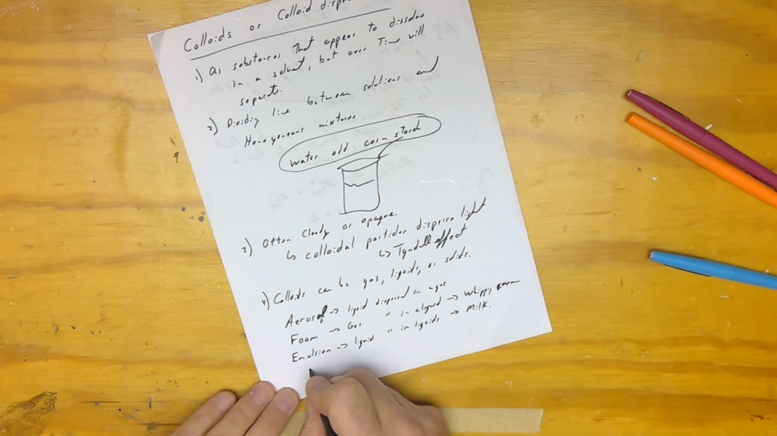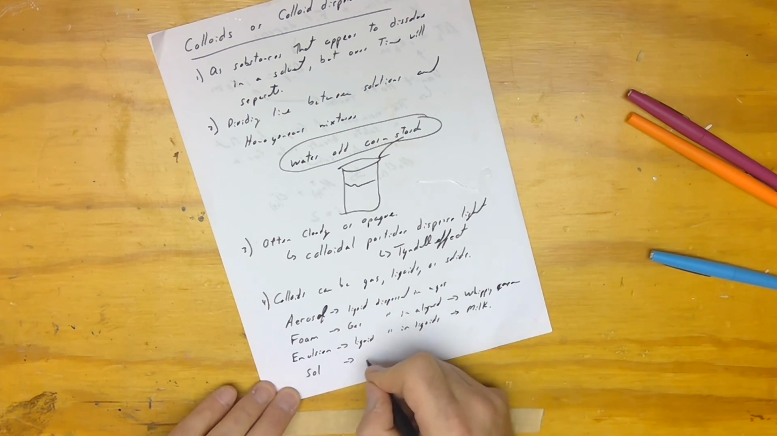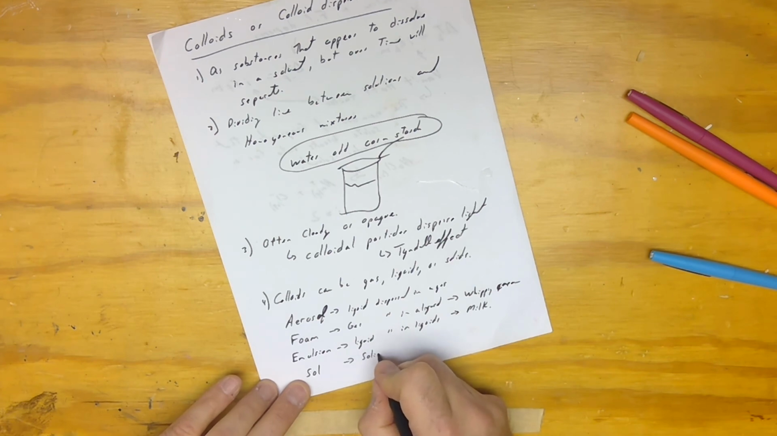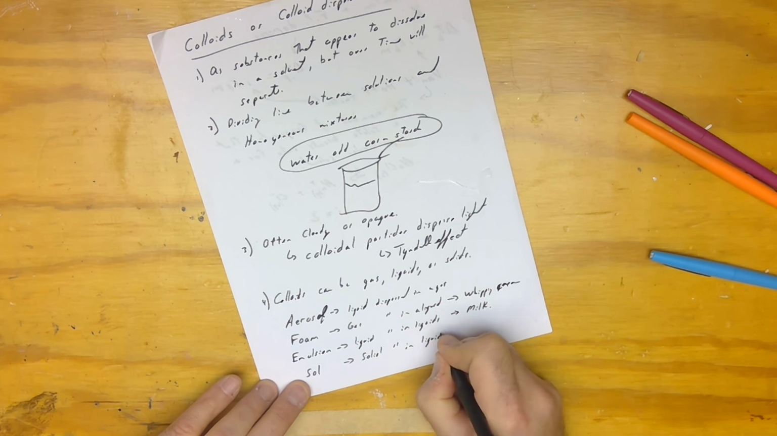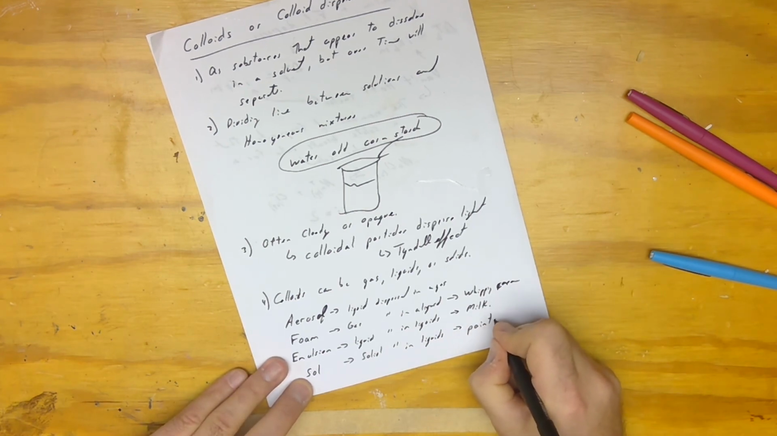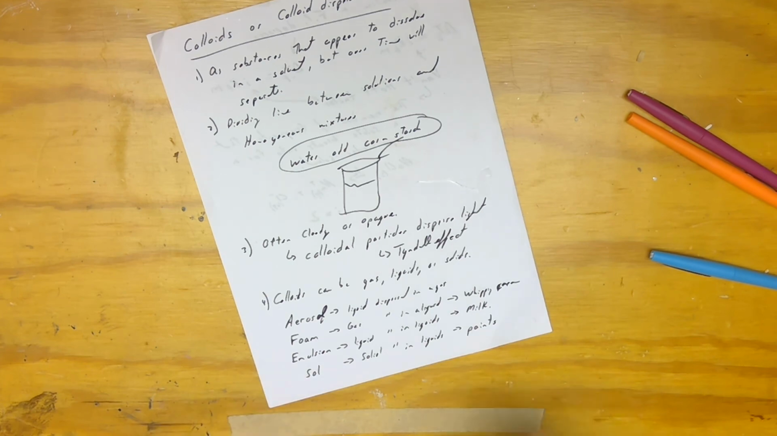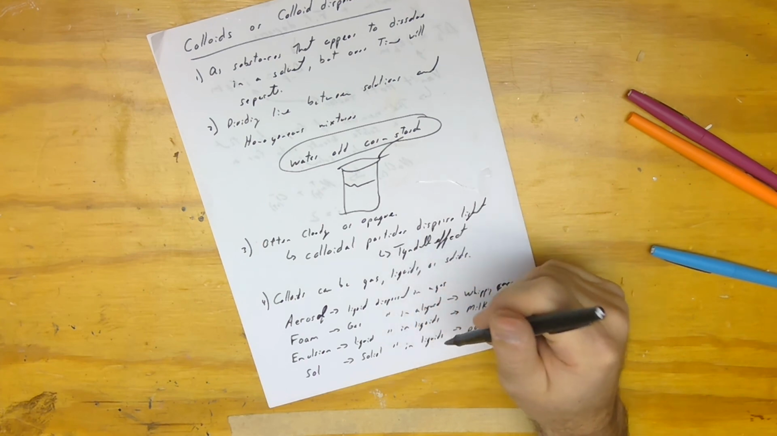And then the last one I'm going to talk about is a sol, and there are different types. But the biggest sol is when we have a solid dispersed in a liquid. And these are paints. So these are all some examples of colloids.